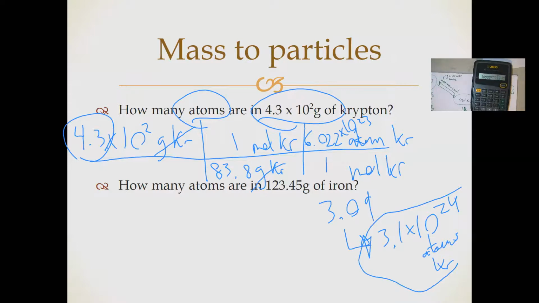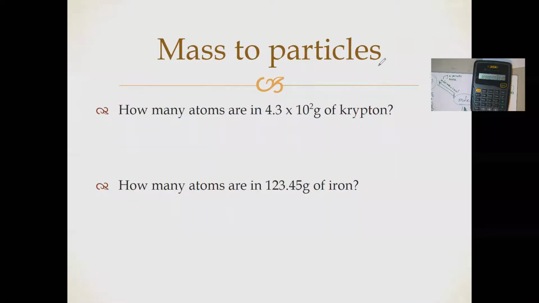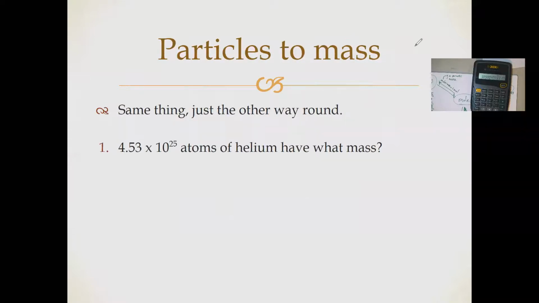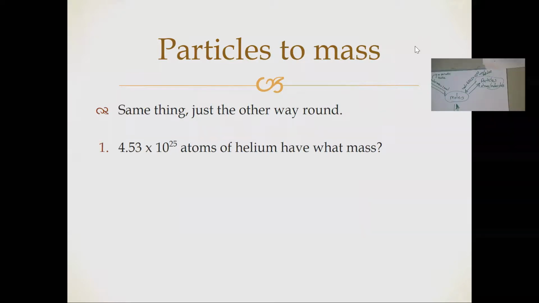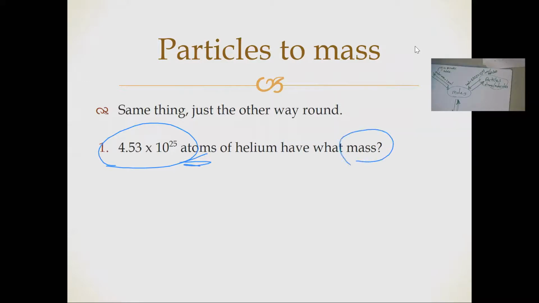So we're going to go ahead and do some the other way here, just so you kind of see how that works. Okay. So this is the same thing, just the other way around. Notice this time I give you the number in atoms, right? And I'll ask about the mass. Okay, so we're going this direction now. So we'll start over here with 4.53 times 10 to the 25th atoms of helium.